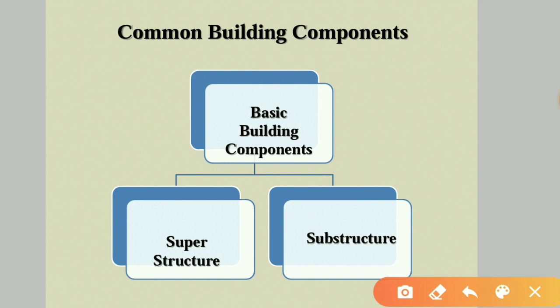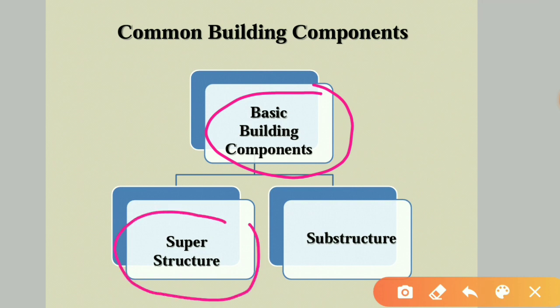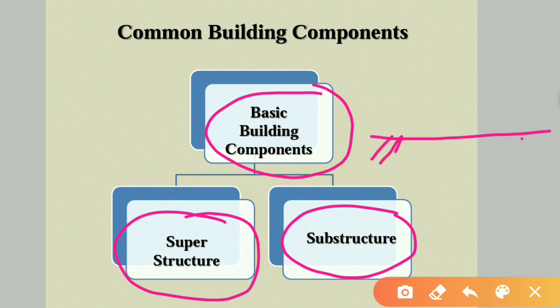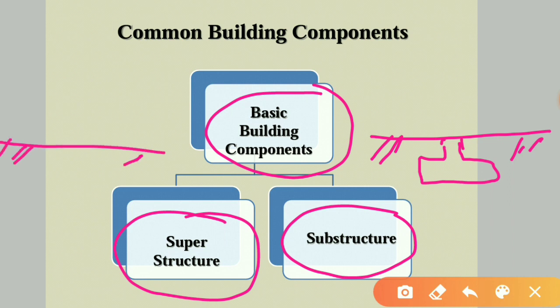Commonly, the building components are classified into two types. The first one is the superstructure, and the other one is the substructure. If this is the ground level, the structure which is below the ground level is referred to as the substructure, and the structure which is constructed above the ground level is referred to as the superstructure.